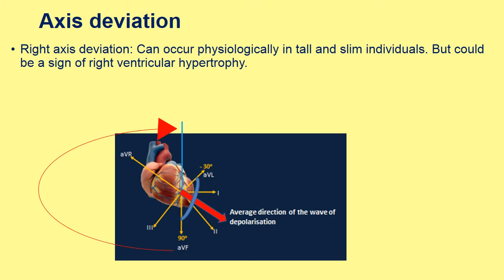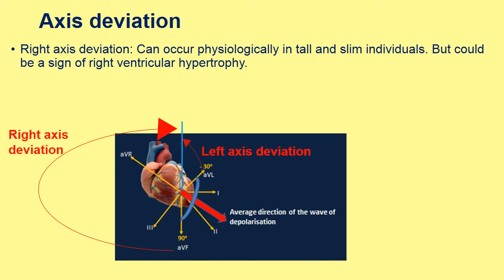Now, right axis deviation can actually be normal in tall and slim people, but it could also be a sign of right ventricular hypertrophy. If you have more muscle on the right side, then the average direction of the wave of depolarization will now be more towards the right. In this instance, let's say the arrow is there. This arrow is now moving more towards lead 2. Both of them are going downwards in a similar direction, but it's moving away from lead 1.